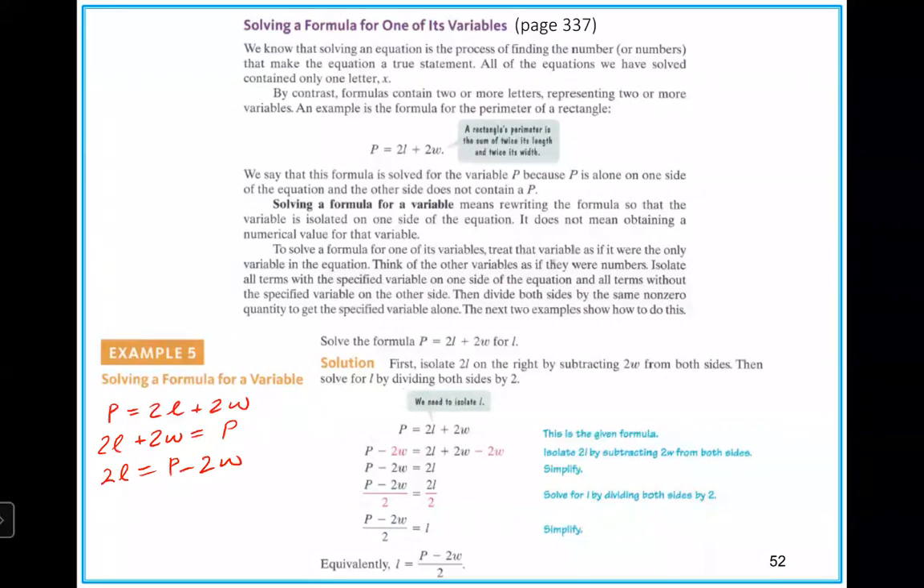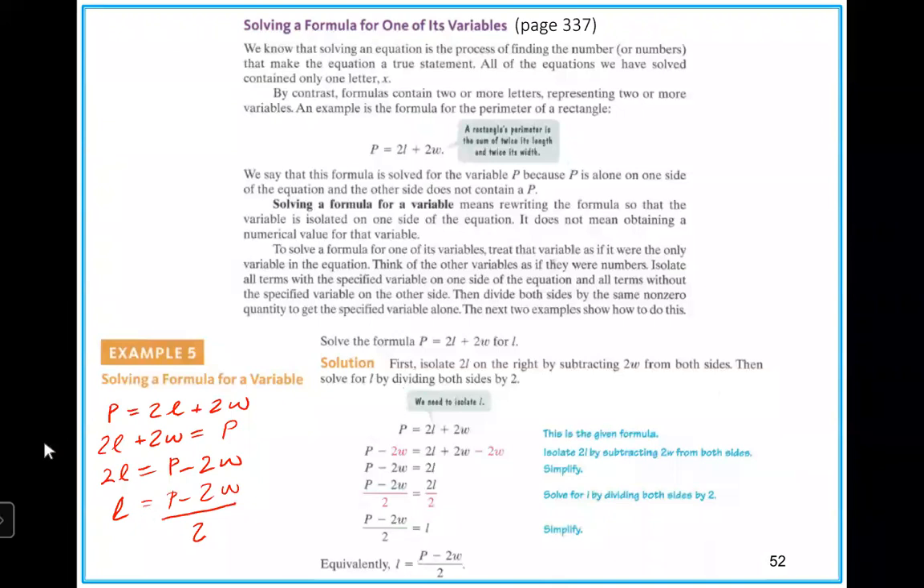Okay, so we're going to move the 2W onto the right-hand side. And of course, it would be the opposite operation there. And now we have the 2L. So we want to just solve for L. So you say L, you have to divide by 2, equals P minus 2W over 2. Okay, so that's another approach we could use to get the same result that we have right here.